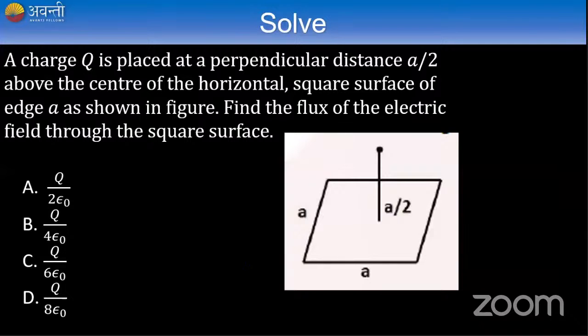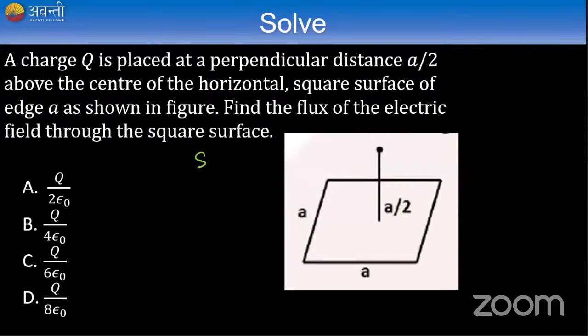Okay, guys. So others, please try to respond. I am not getting any response. So I'll give you a hint, guys. Yes, Manju, you are correct. So, guys, is this a symmetric surface?